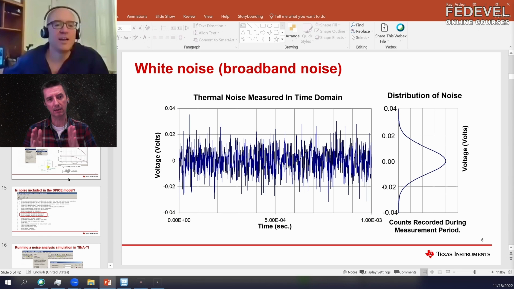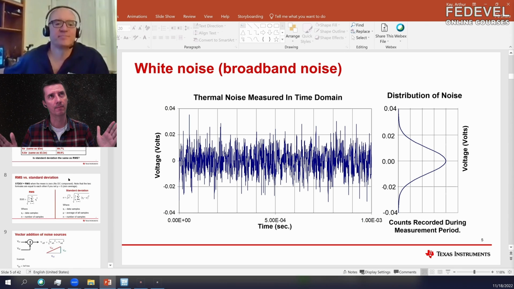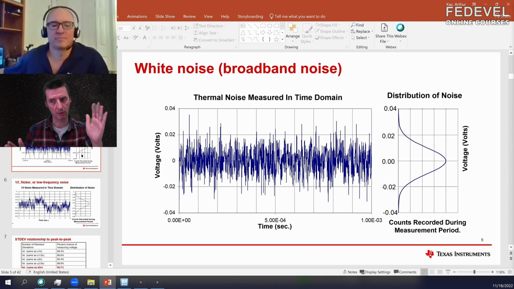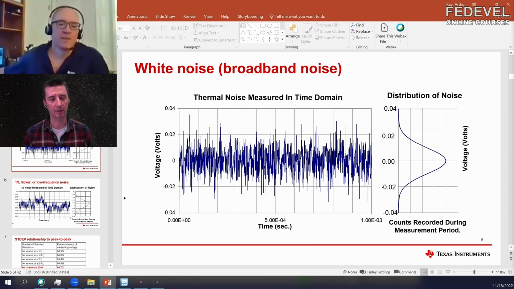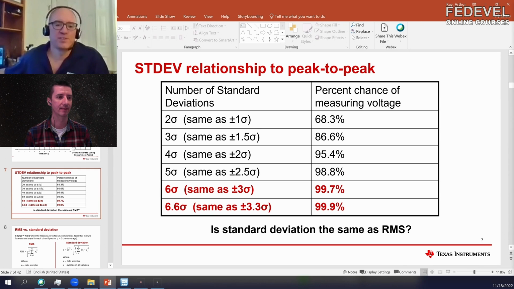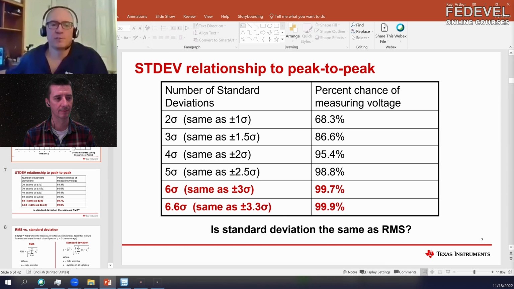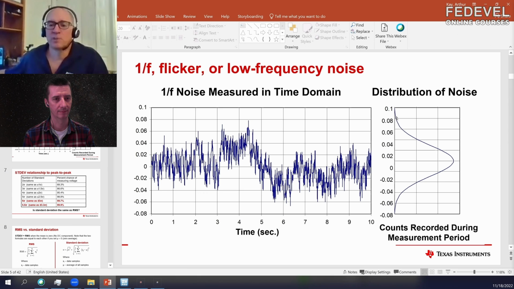It's the position on the curve. Basically one standard deviation is 68% of the population. Okay, I understand now. So if you go to 3 standard deviations, it's a little further out. If you go to 6 standard deviations, that's the vast majority of the population. And so that's what we're looking at here.